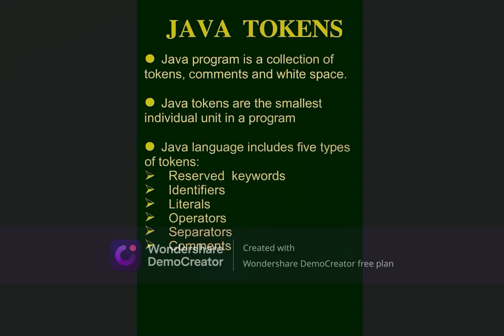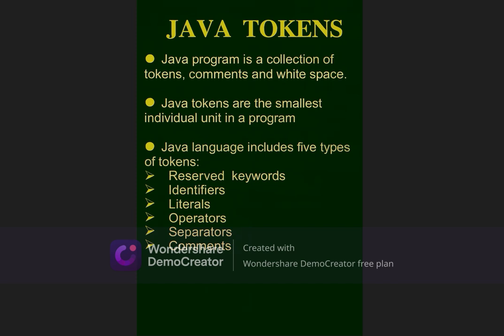Let's begin. First, we will see what are tokens. The definition of tokens is these are the smallest unit of Java program. Without tokens, we cannot create any Java program because Java program is a collection of tokens, comments, and white spaces. In Java, we have six types of tokens. Those are keywords, identifiers, literals, separators, operators, and comments. Now we will see the types of tokens one by one.